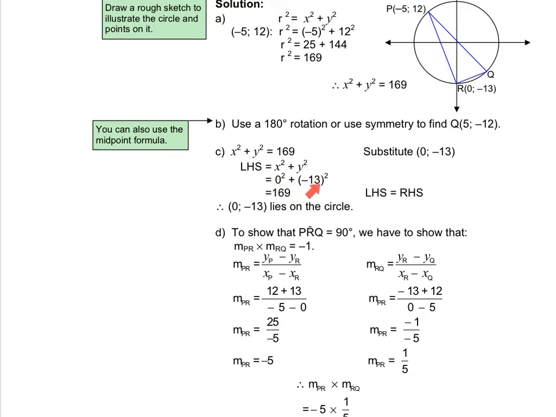And if I then simplify, 0 squared stays 0, minus 13 squared, a minus times a minus becomes a positive. 13 times 13 is 169. It is indeed equal to the right-hand side of 169. So I can conclude that the left-hand side is equal to the right-hand side, and therefore this coordinate (0, minus 13) lies on the circle.